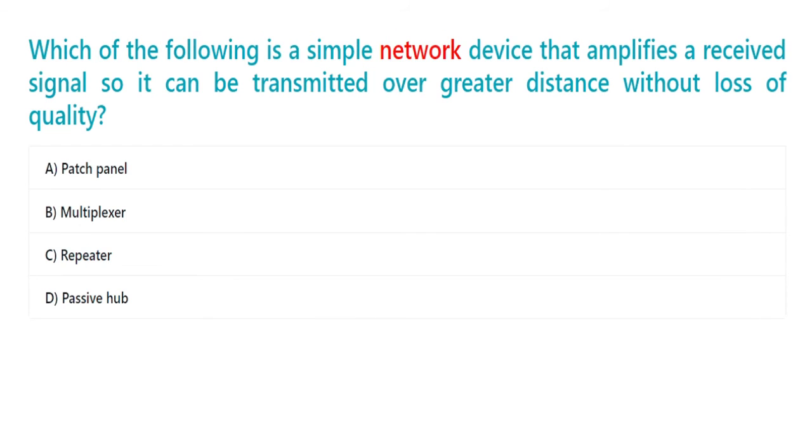Which of the following is a simple network device that amplifies a received signal so it can be transmitted over greater distance without loss of quality? A. Patch panel. B. Multiplexer. C. Repeater. D. Passive hub.